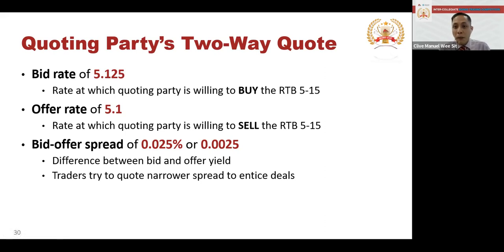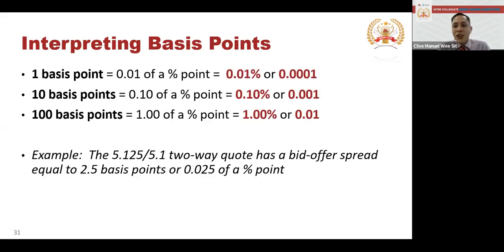Now that I mentioned the concept of a basis point, this is very important to take note of in the fixed income space. What is a basis point? A basis point is actually 0.01%. So remember, a basis point pertains to 0.01%. 10 basis points is 0.1%, and 100 basis points is 1 percentage point. So that's important. Again, because we quoted in this example a while ago a bid of 5.125 and an offer of 5.1, the difference is 0.025, which is actually 2.5 basis points.